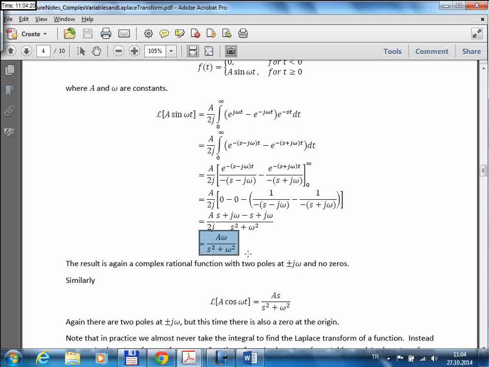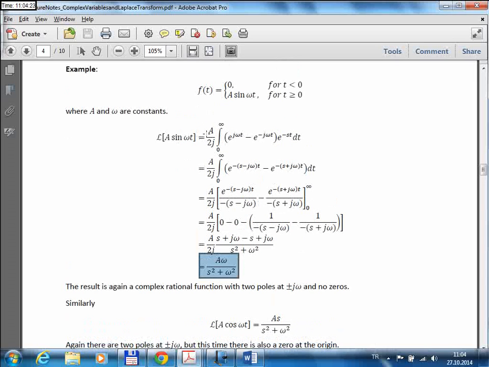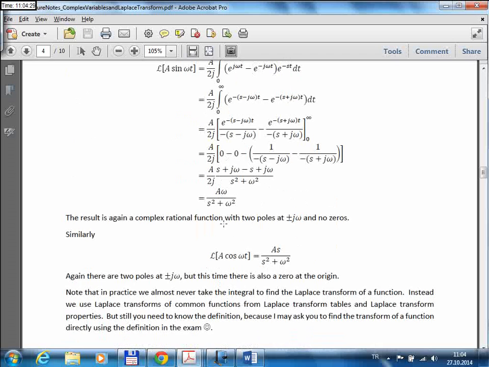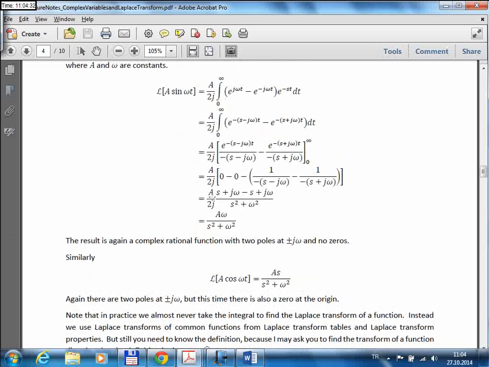We can do a similar thing on the cosine function. Again, we use this relation that comes from the Euler's theorem. And you take the integral, and the Laplace transform of the cosine function is given by this function here.